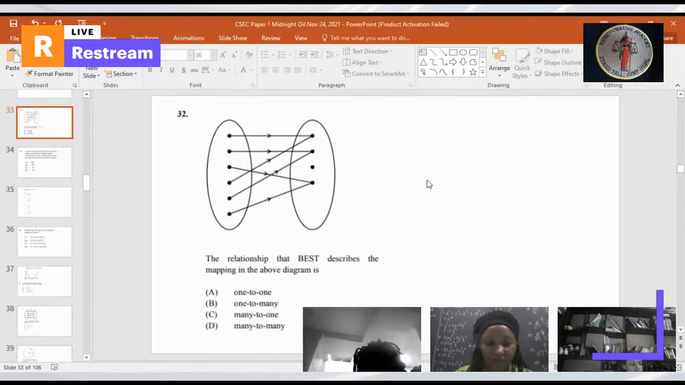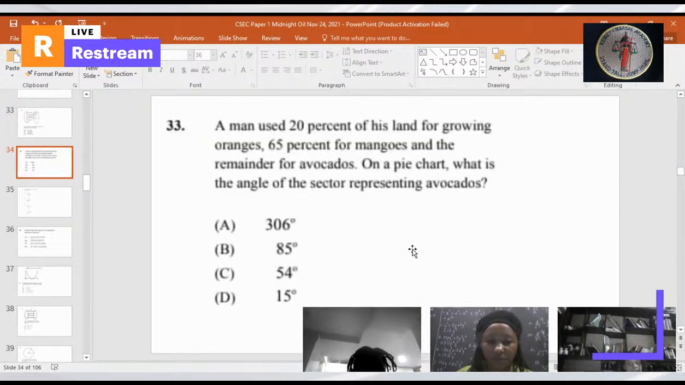If we look at the arrows going from the first set, which are the x values, to the second set, which are the y values, we have two arrows going to one. So that's many to one. Okay. Imani, number 33.